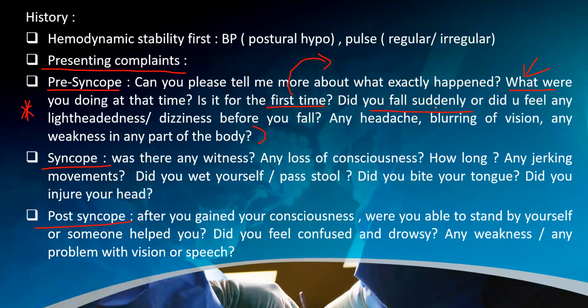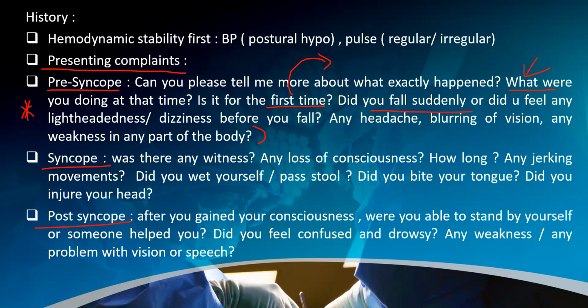So that's why we are asking this question. Did you fall suddenly or did you have any symptoms before that? Did you have any lightheadedness or dizziness? Did you have any headache, any blurring of vision, any weakness anywhere in your body? Okay, so these are the questions for pre-syncope. You can also add some other questions like any tremor, did you feel sweaty before you fell, or did you know that you were going to fall? So these are the pre-syncopal questions. Did you fall suddenly or did you have any symptoms like lightheadedness or dizziness? Did you know that you were going to fall? Did you have any headache or blurring of vision? No, doctor. Did you have any weakness anywhere else in your body? No, doctor. All right.